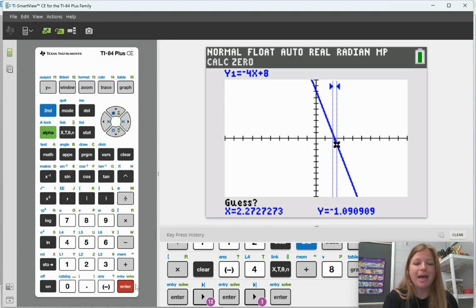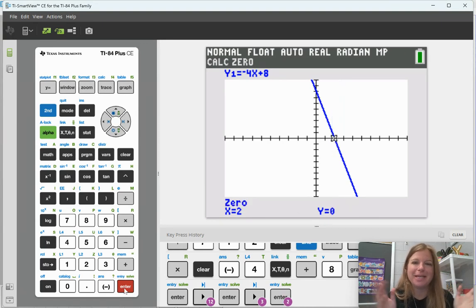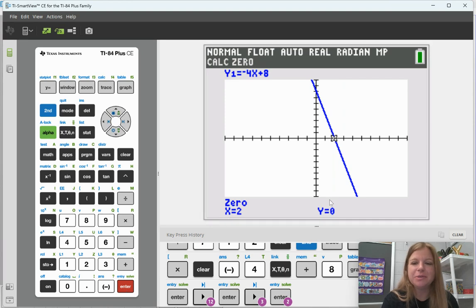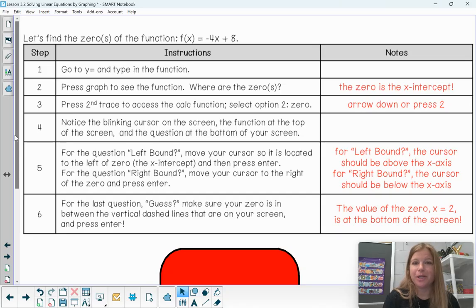Do I want to know it? I press enter, and boom, it tells me my 0 is at 2, 0, which is my ordered pair of 2, 0, and we knew it was 2, but the calculator told us for sure. They're not always going to be exact values. Sometimes they could be decimal values, and so we want to use this calc function to get the exact value of the 0. And of course, we know we were right. The value of the 0, x equals 2, is at the bottom of the screen.